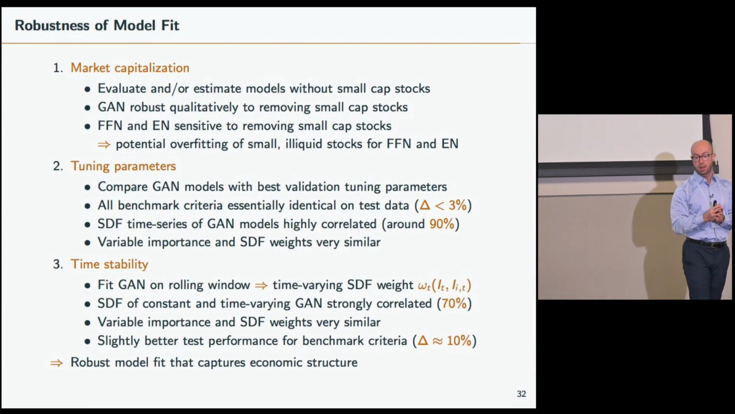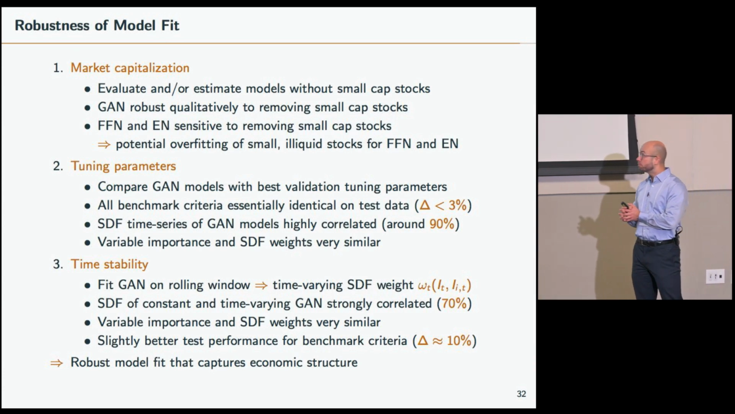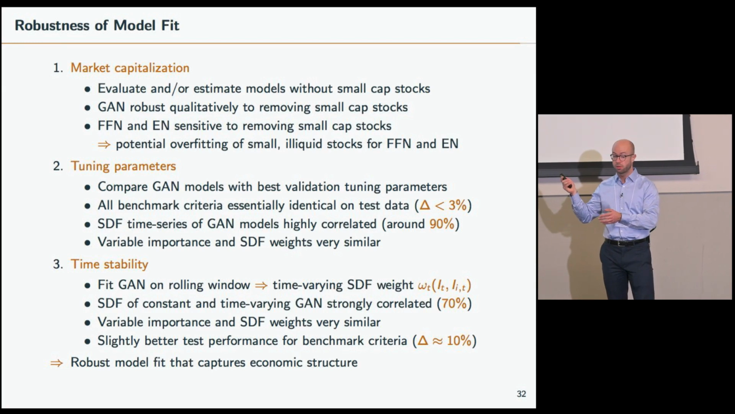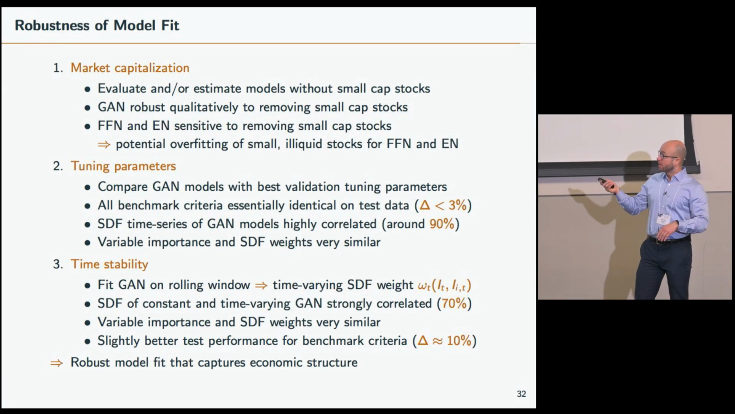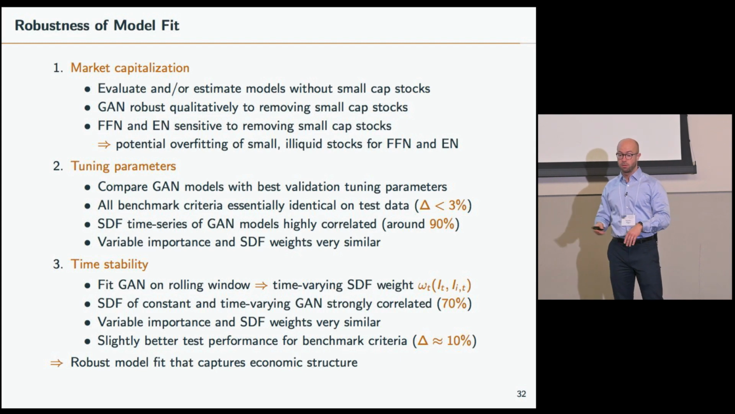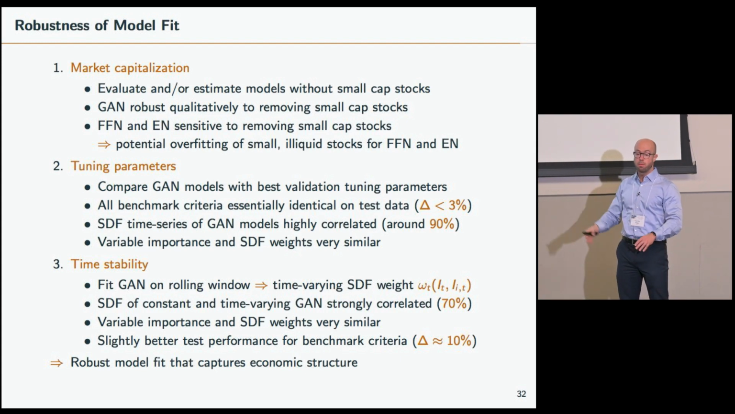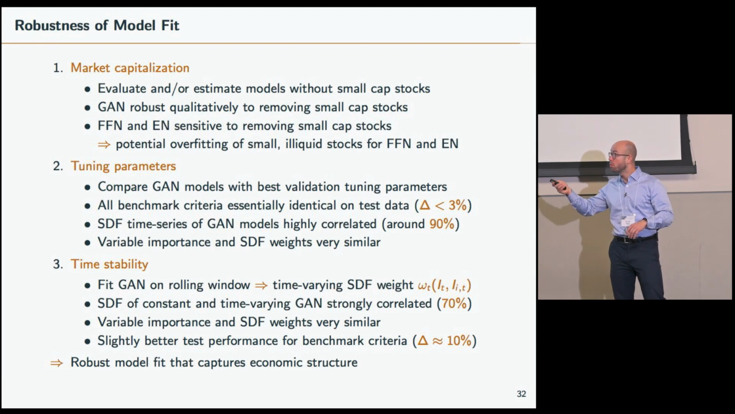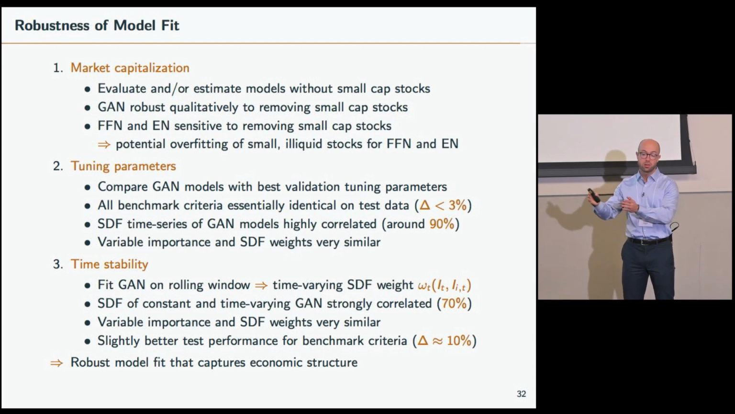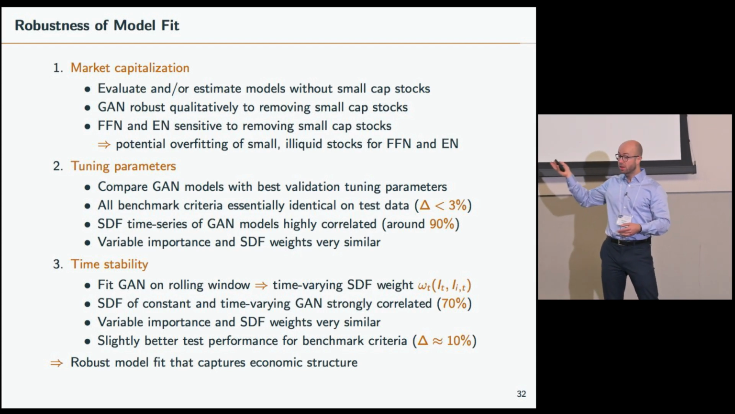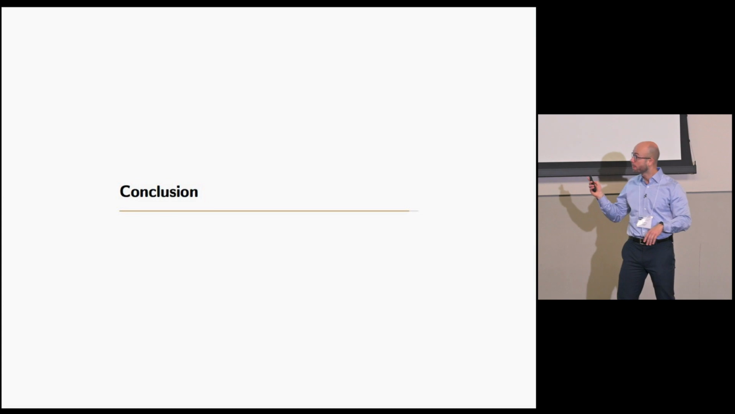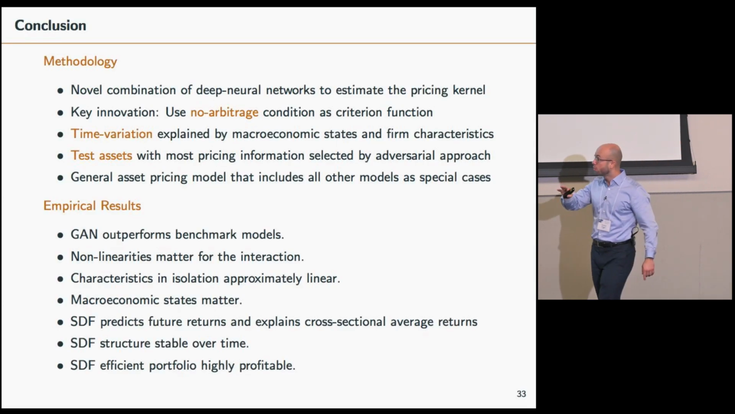Before I conclude, I just want to highlight we've done tons of robustness tests. Our results are robust to market capitalization, so it's not driven by small cap stocks. It doesn't depend on the tuning parameters that we have. In a revision of the paper, we include models with a lot more tuning parameters, and the results are essentially the same. So we really get some structure that is not sensitive to tuning parameters. It's also stable relative to the time period that we've picked, so you can change the time period and get the same results. We believe we find some real economic structure, and it's not overfitting or driven by certain choices that we have made. I think I'm running out of time, so I'm going to conclude now.